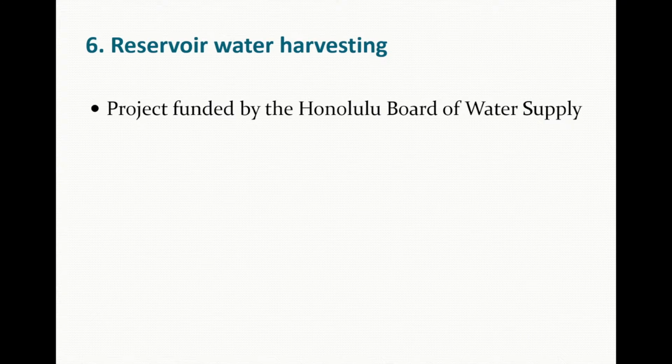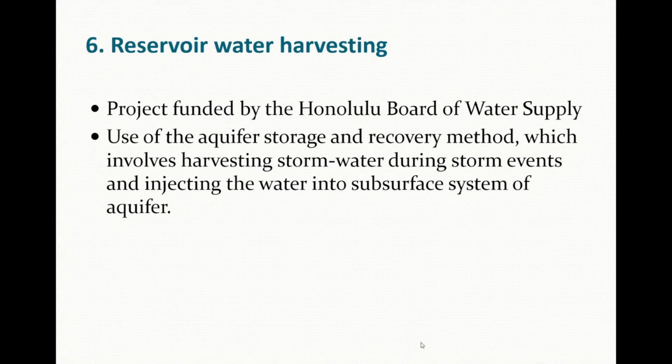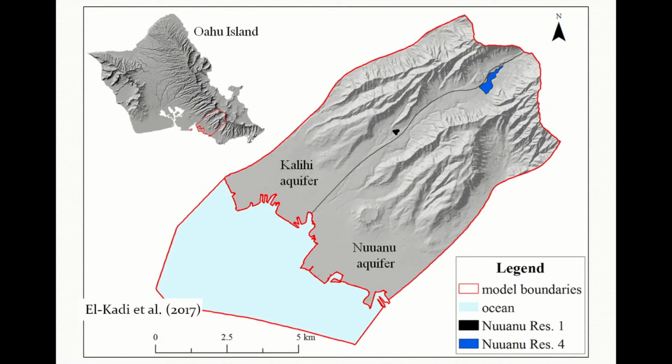Number 6 is reservoir water harvesting, which is a project funded by the Honolulu Board of Water Supply. The idea is to collect water from reservoir surface water and inject it into the subsurface. The advantage is that we reduce evaporation from the surface water and reduce the chance of surface contamination. And also, it is consistent with climate change because you are collecting from wet areas to dry areas and using it in the dry areas.